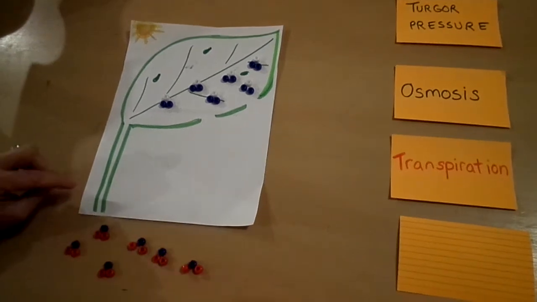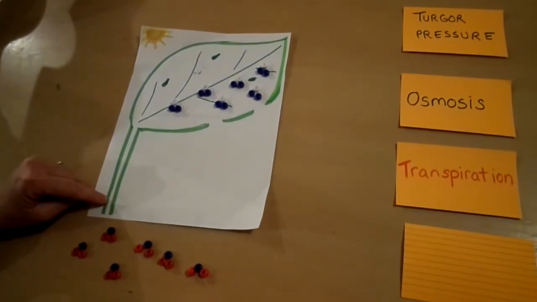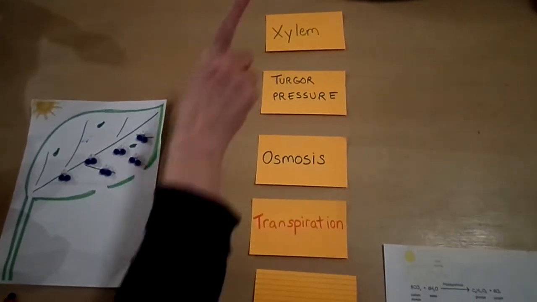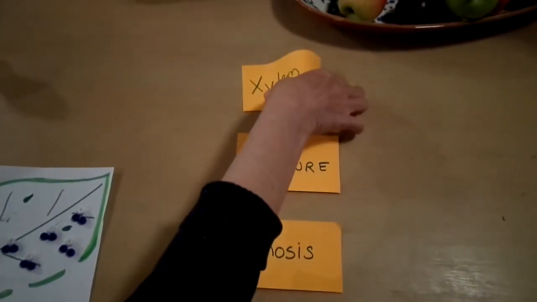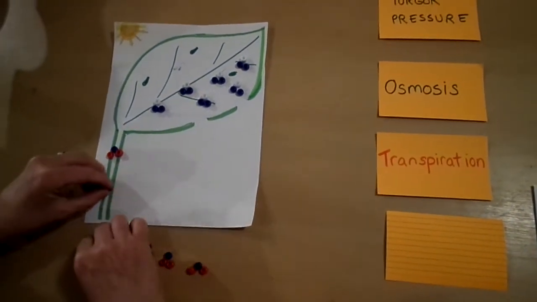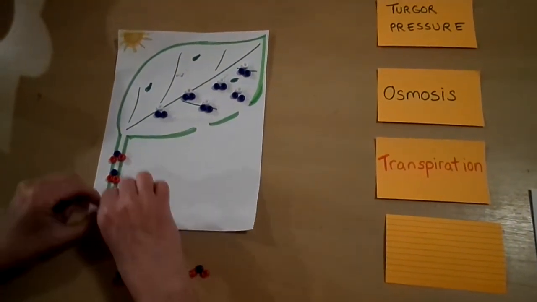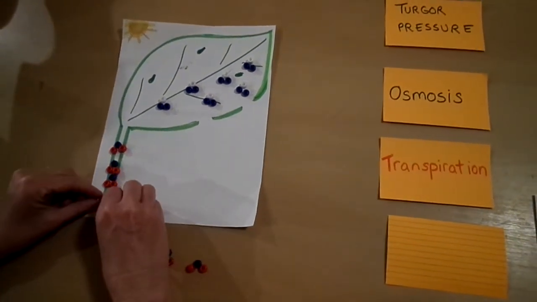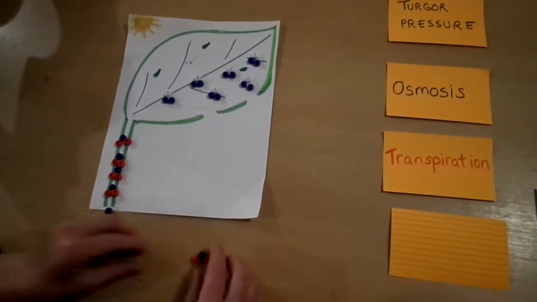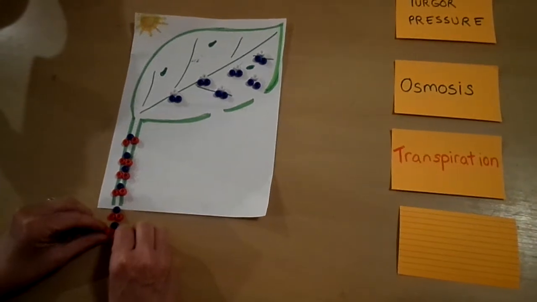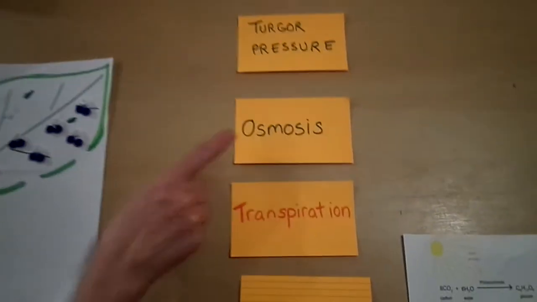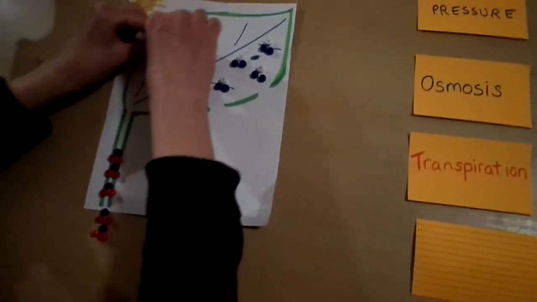And who can remember where they go? They go up into the stem through which one of these words? The little tubes that go up the plant. And that would be the xylem. So we're going to turn that one over. Then they move into the xylem and go up into the stem. So you can move your water molecules one at a time up into the stem of your plant. Remember, your water molecules have 2 hydrogens connected to 1 oxygen. And they're able to move up 1 molecule at a time by one of these other words. And that word would be osmosis.